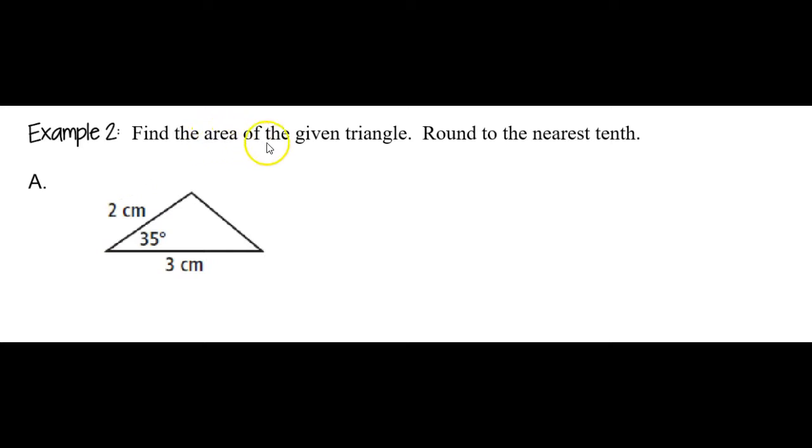Example 2 says find the area of the given triangle, round to the nearest tenth. And we can see here we're given side, angle, side. So since we know two sides and their included angle, we can use the formula that we just discussed. So the area of this oblique triangle will be 1/2 times 2 times 3 times the sine of their included angle, which is 35 degrees.